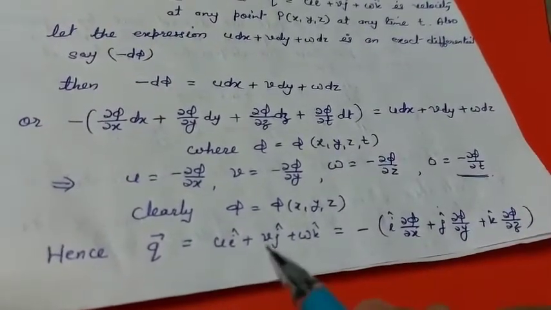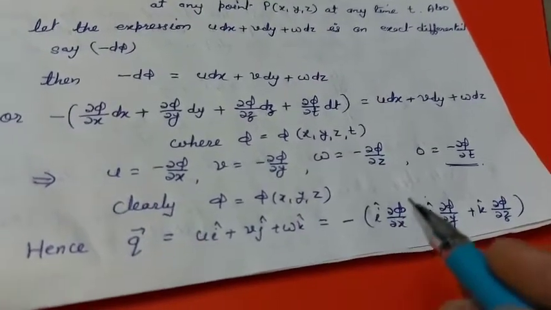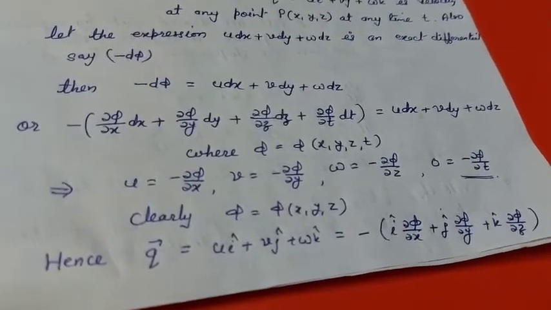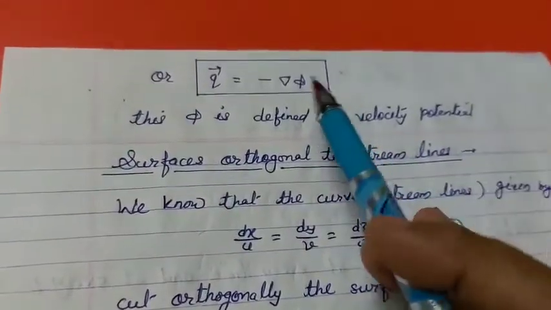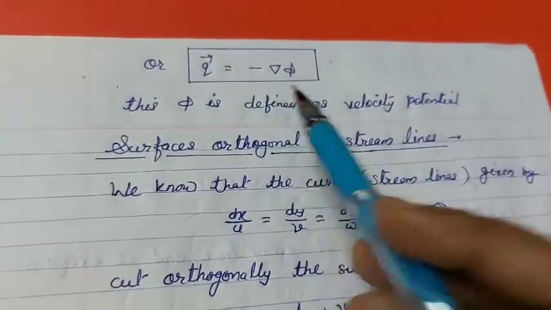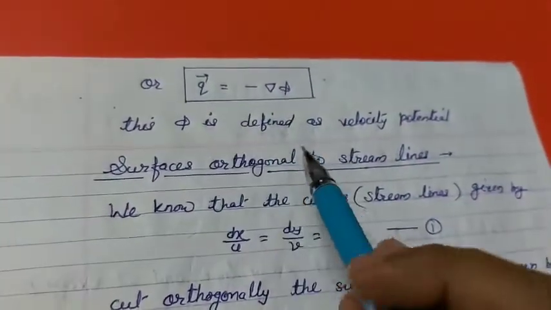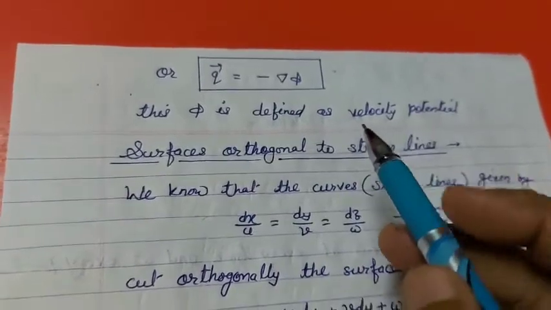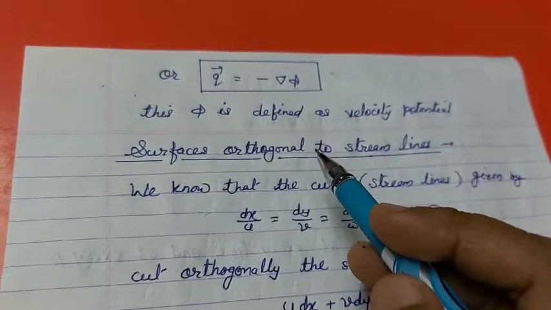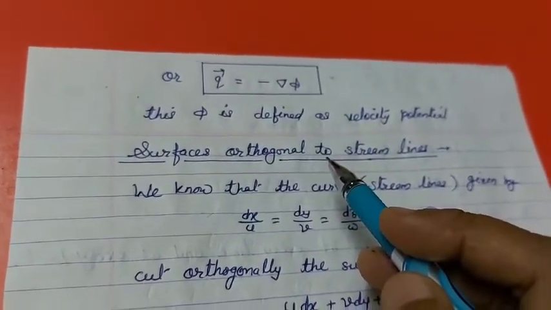Hence q is equal to ui plus vj plus wk, which is equal to minus of i del phi by del x plus j del phi by del y plus k del phi by del z, or q is equal to minus del phi, that is, minus gradient of phi. This phi is defined as velocity potential. The negative sign is a convention, but it ensures that flow takes place from higher to lower potential.